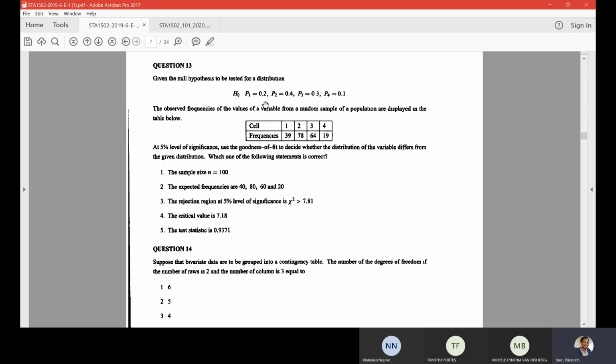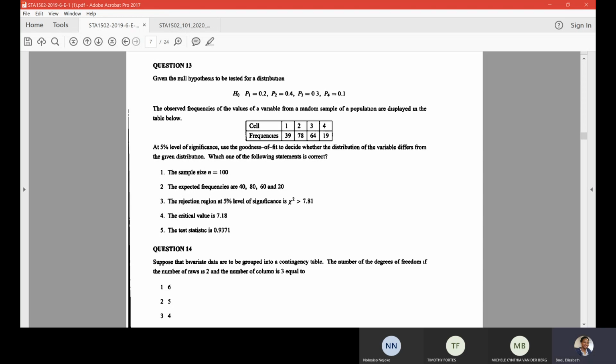They are like proportion of 0.1 is equal to this, and the proportion of 2 is equal to that, and so on. Now we need to calculate the expected. Remember how we calculate the expected? We take the proportion multiplied by the frequency. So we take 39 multiplied by 0.2.